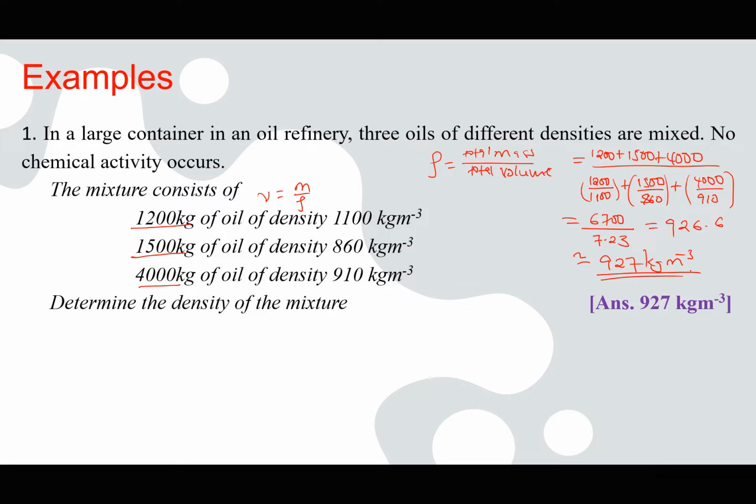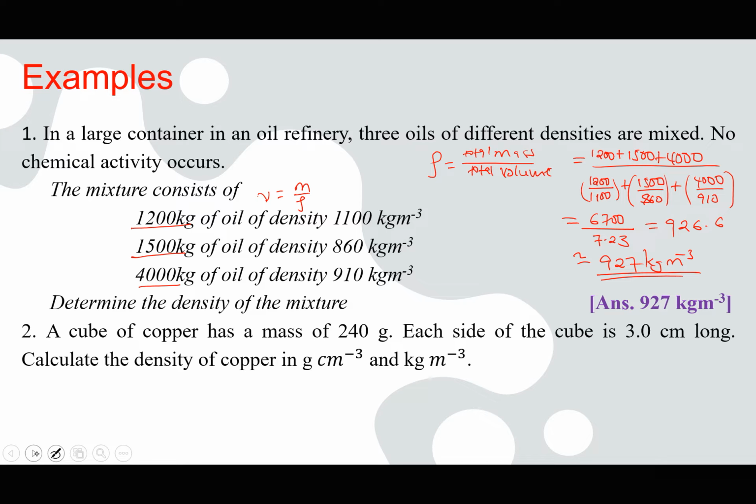And I expect that this is the only example of this kind that you will meet in IGCSE or in your year 10 or grade 9. A cube of copper has a mass of 240 grams. Each side of the cube is 3 centimeters long. Calculate the density of copper in grams per centimeter cubed and kilograms per meter cubed. So density is mass over volume. This is a cube. A cube has all sides equal. So the volume of the cube is going to be 3 times 3 times 3, which is 27 centimeters cubed.